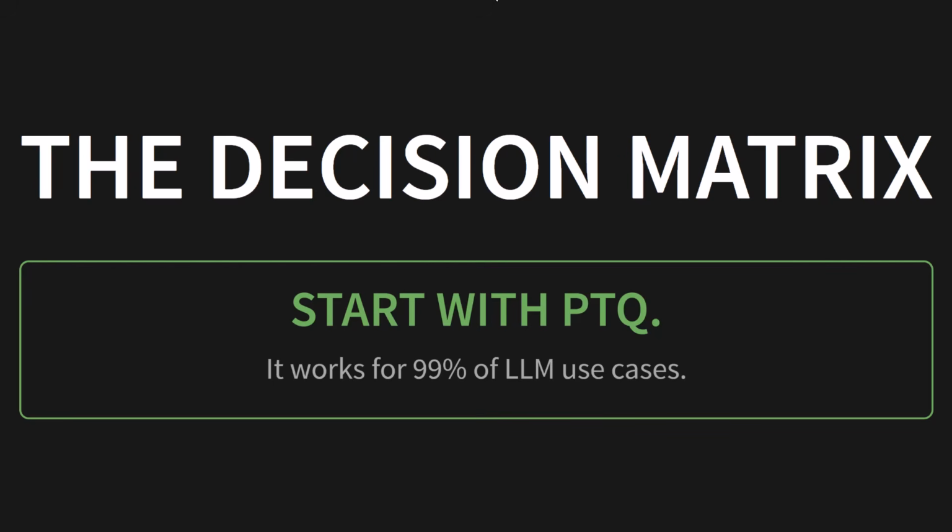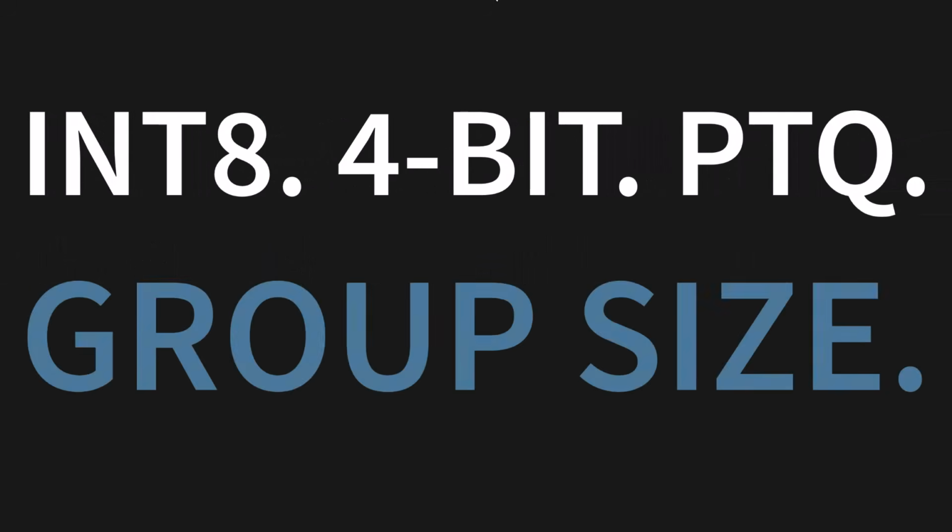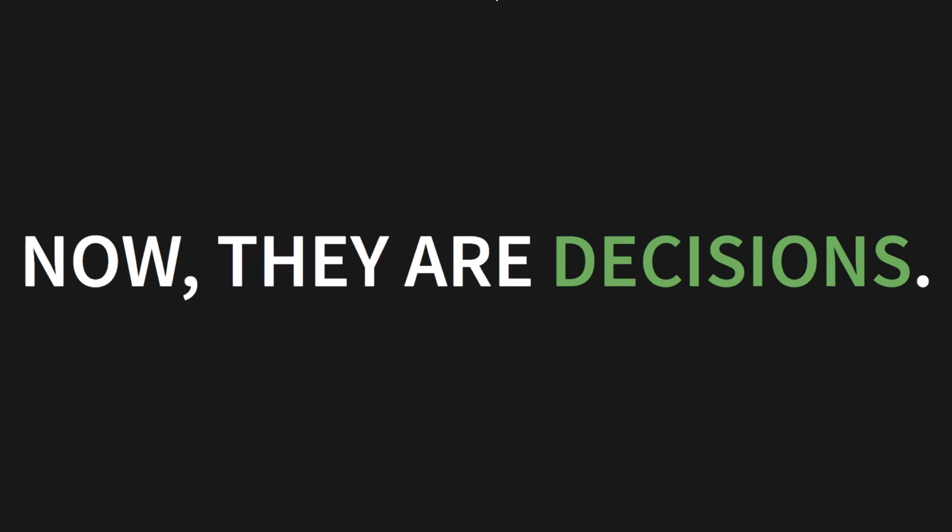And with that, the final piece of the puzzle falls into place. The black box of quantization has been decoded. We started with jargon. Remember? All those technical terms, int8, 4-bit, PTQ, group size. They were just a list of confusing words. But now, they are decisions. They're tools you understand, tools you can use. Let's do a final recap of your core knowledge, the absolute fundamentals you have mastered.